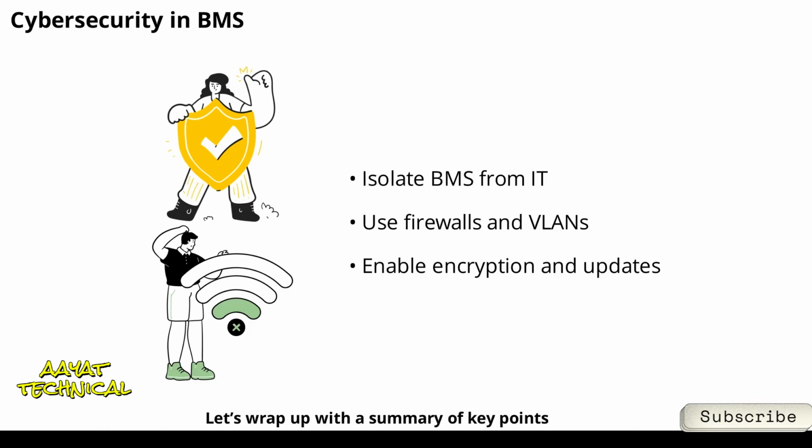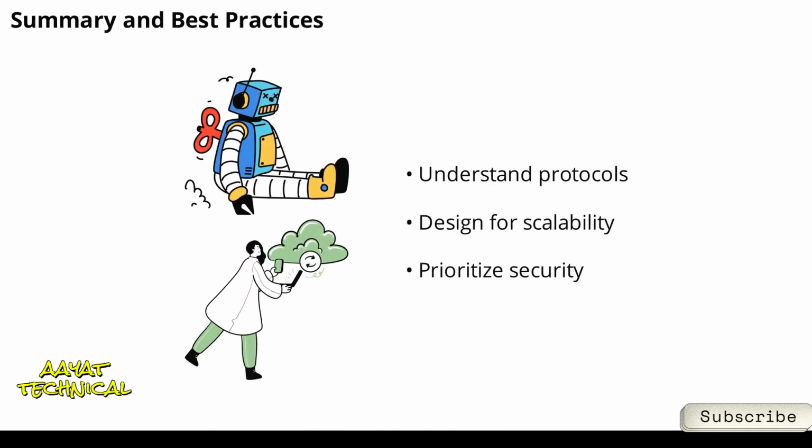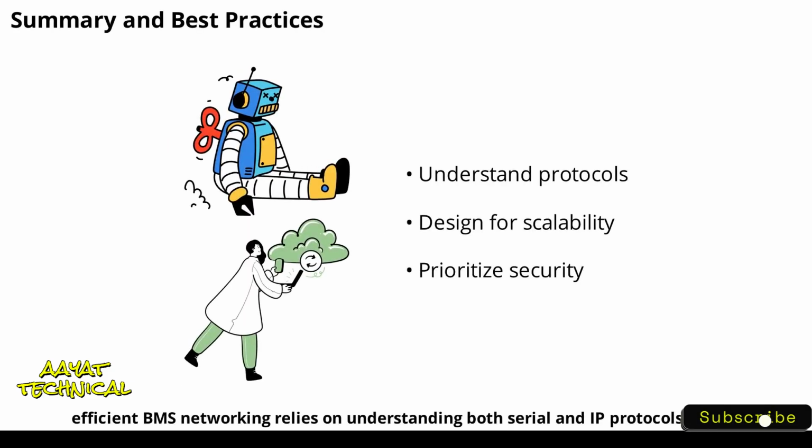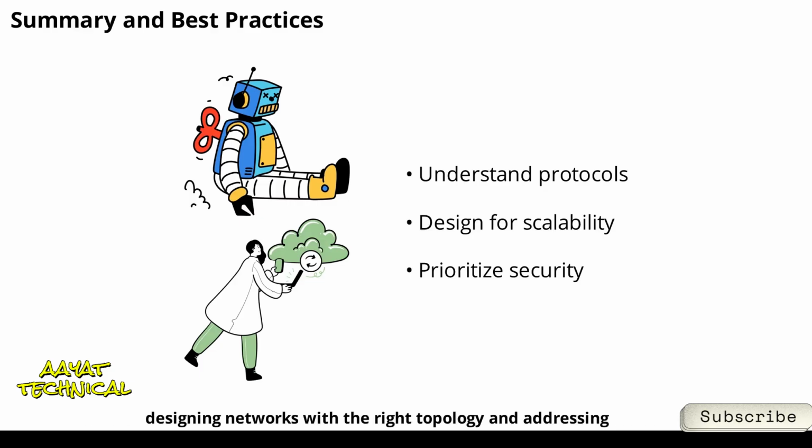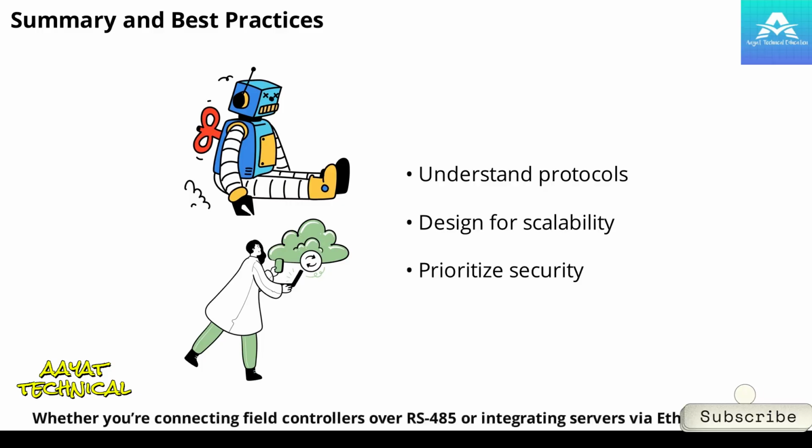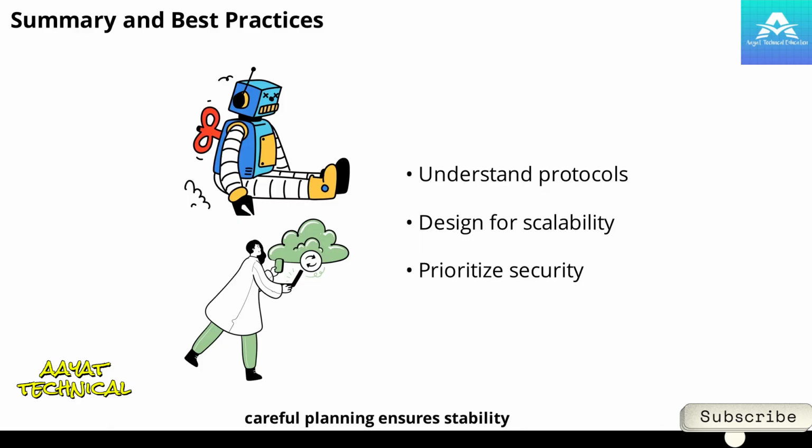Let's wrap up with a summary of key points. To sum up, efficient BMS networking relies on understanding both serial and IP protocols, designing networks with the right topology and addressing, and following best security practices. Whether you're connecting field controllers over RS-485 or integrating servers via Ethernet, careful planning ensures stability, scalability, and interoperability. Remember to use gateways for protocol conversion, assign addresses consistently, and always prioritize cybersecurity.